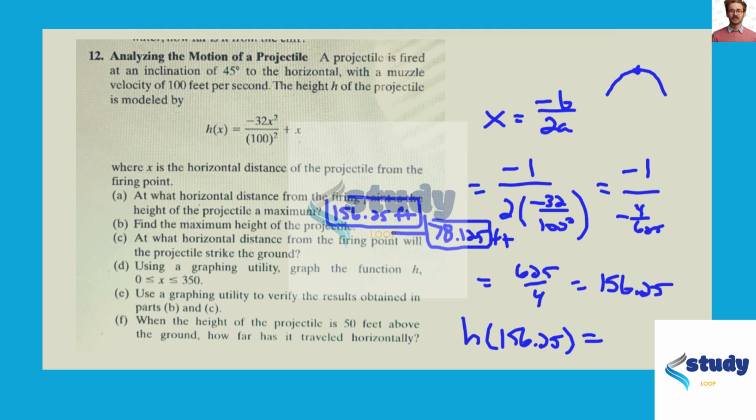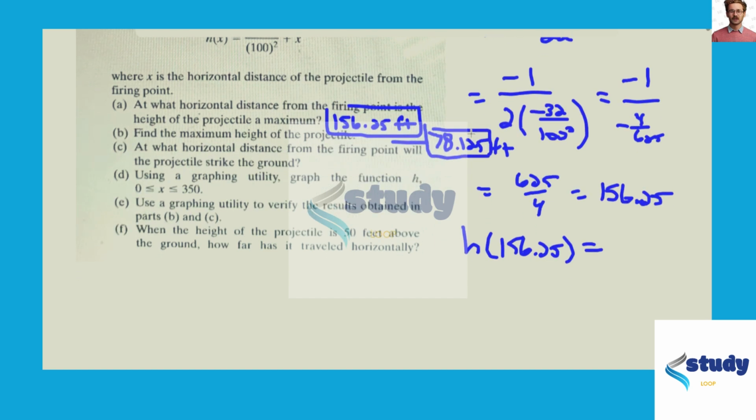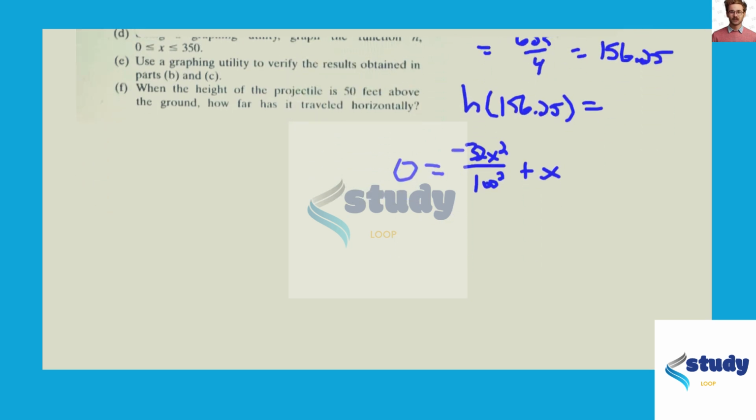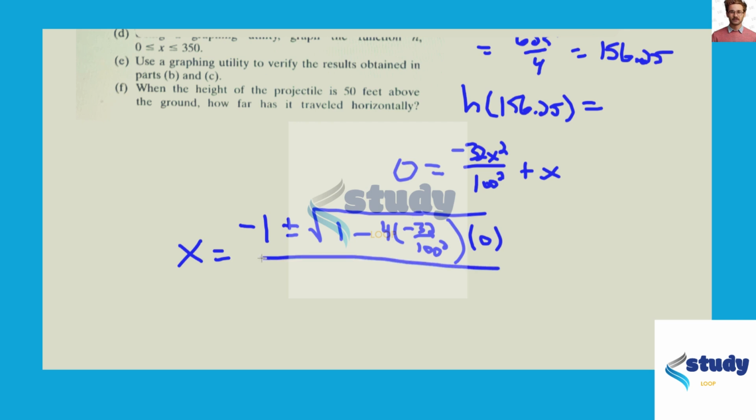At what horizontal distance from the firing point will it strike the ground? That would be when h of x is equal to 0. And we could use the quadratic formula here, which is opposite b, where the b value is 1, plus or minus the square root of b squared, which is 1, minus 4ac, which is 0, all over 2a. Well, since c is 0, because there is no constant, this is all 0, and the square root of 1 is 1.